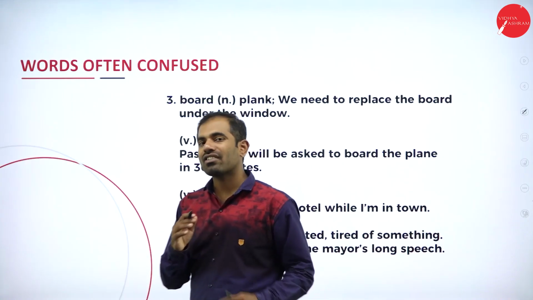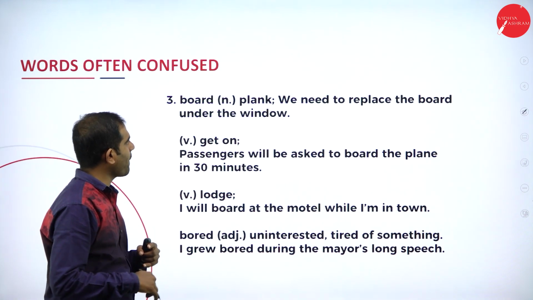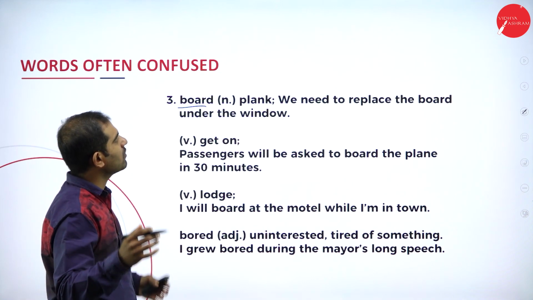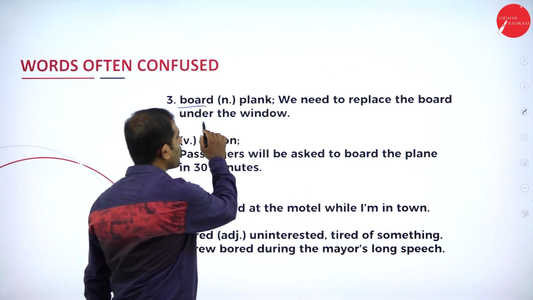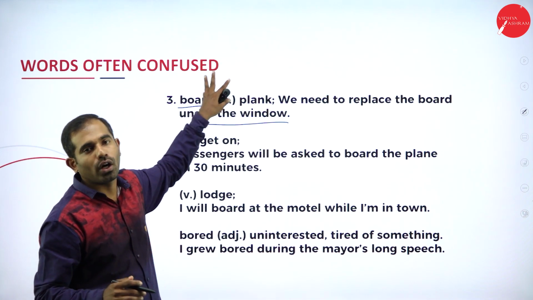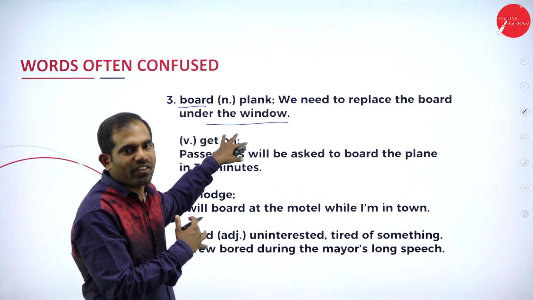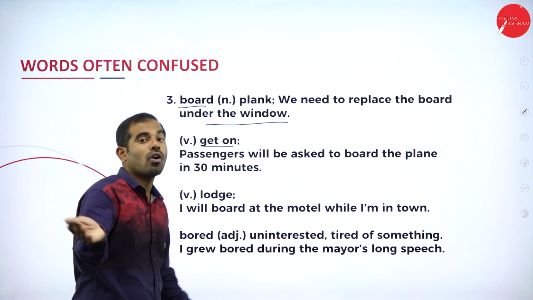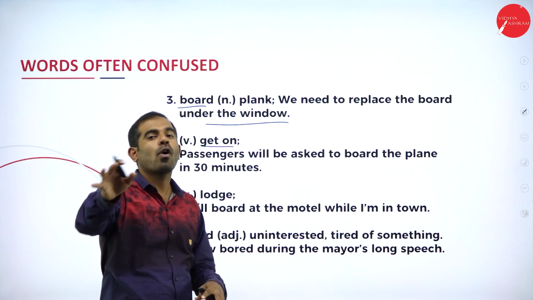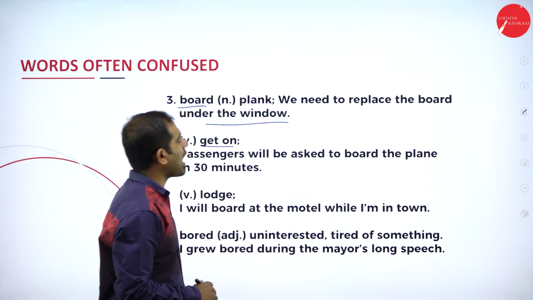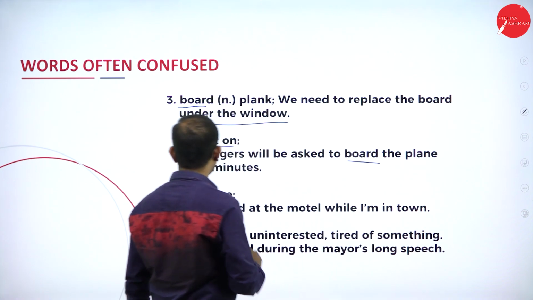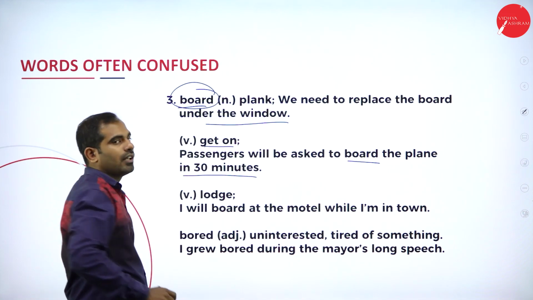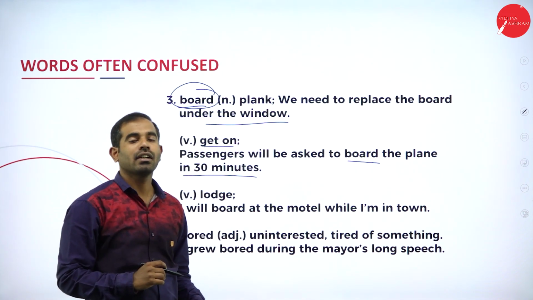Next one, try to observe each and every word carefully. Board. Board, plank, right? We need to replace the board under the window. We are talking about the board, the writing board, what we write on the board. Next one, get on. Board the plane. The passengers are boarding the plane. Passengers will be asked to board the plane in 30 minutes. The spelling is the same here, but the meaning is different.